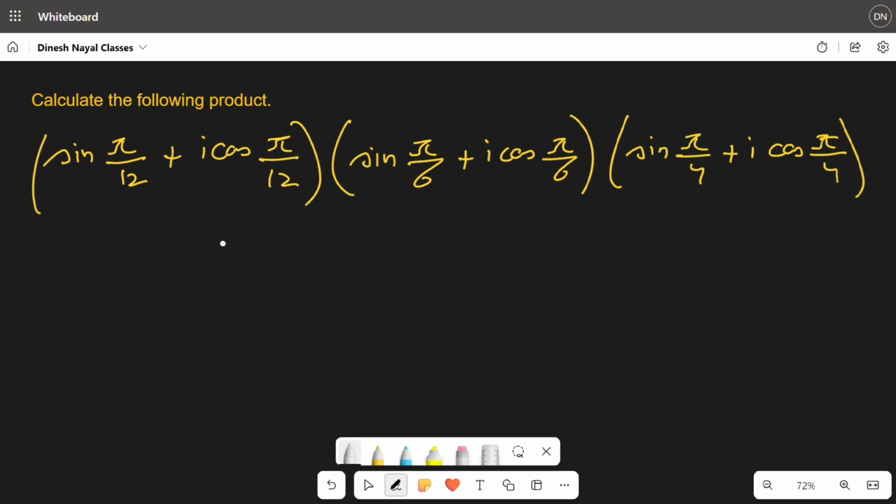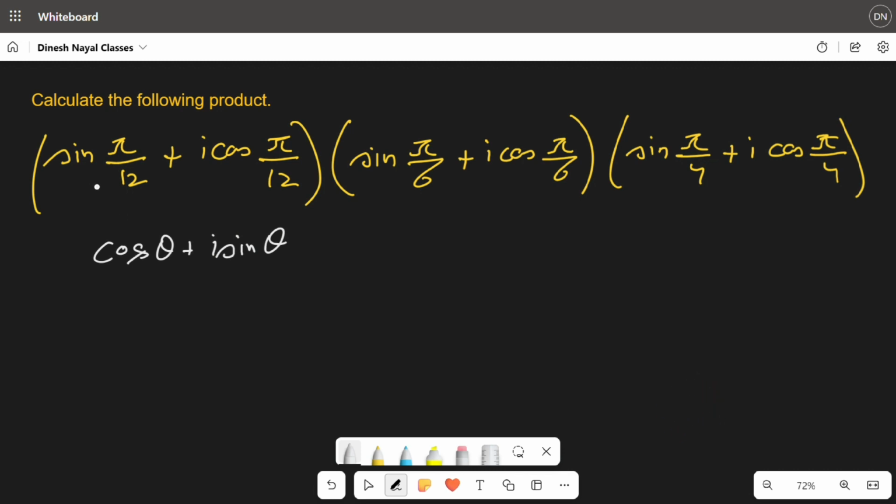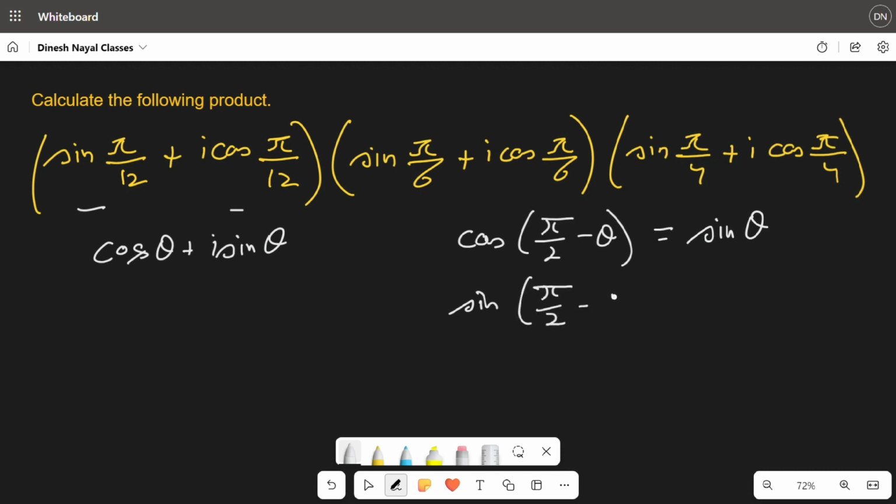Now see, they have given it in the reverse order, because a complex number in polar form is represented as cos theta plus i sin theta. But they have given sine, and then i with the cos. So you have to convert this to cos and this to sine. And one thing that we should know is that cos pi by 2 minus theta is sine theta. Similarly, sine pi by 2 minus theta is cos theta.